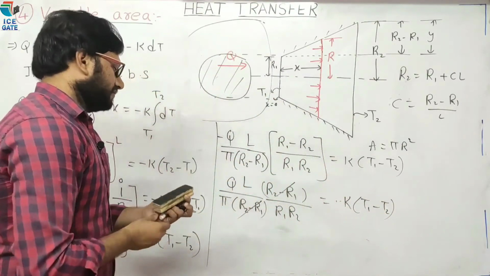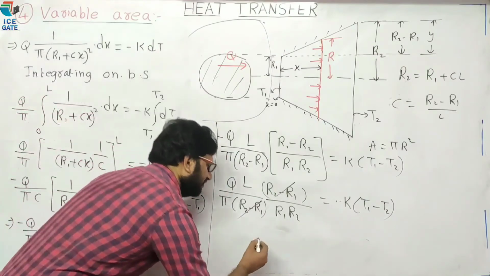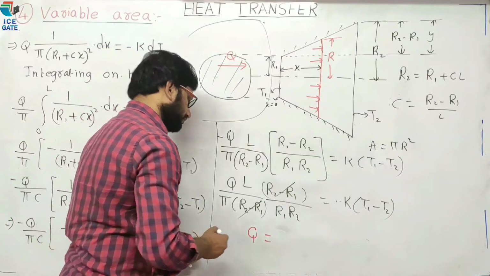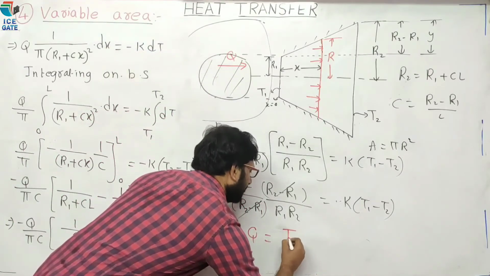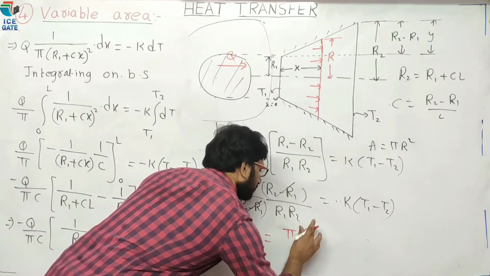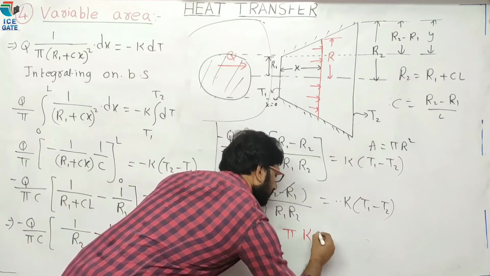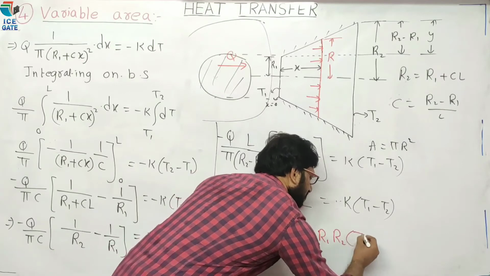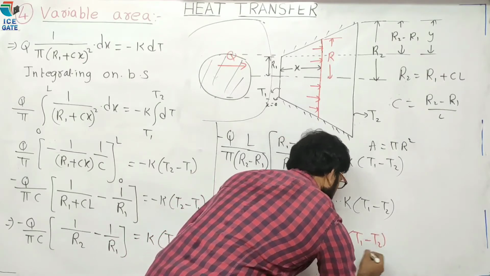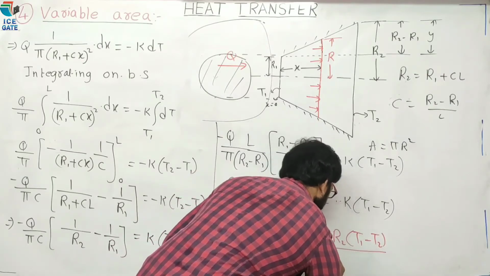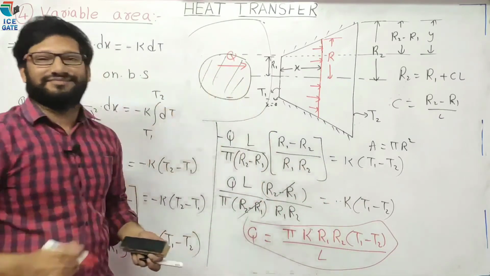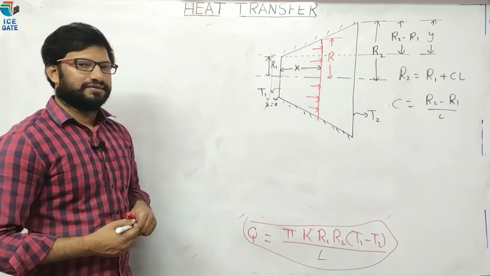Therefore the equation of heat transfer in variable cross section area is Q is equal to pi K R1 R2 (T1 minus T2) divided by L. This is the equation. Hope you understood.